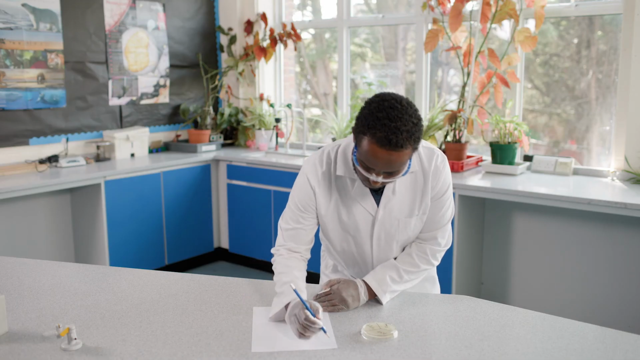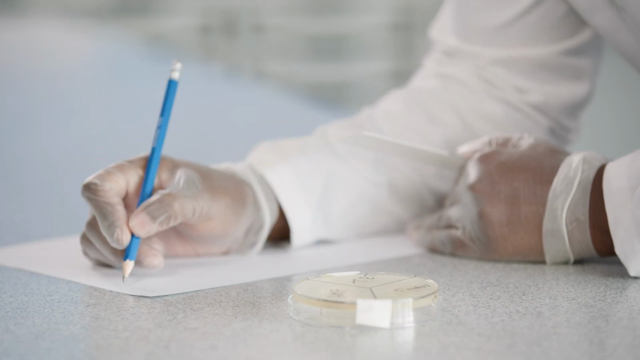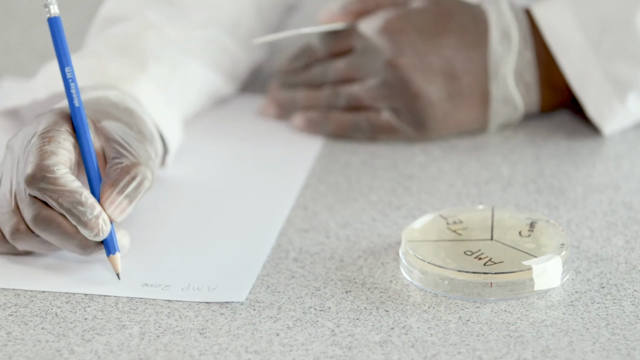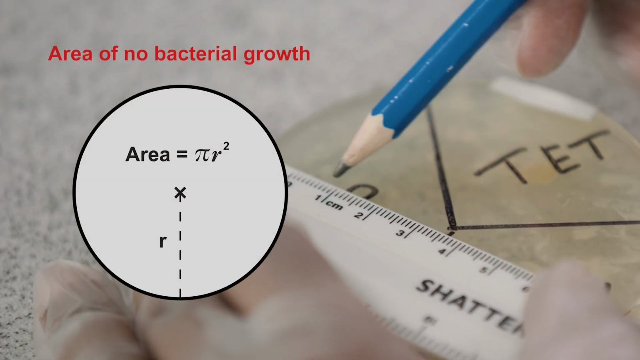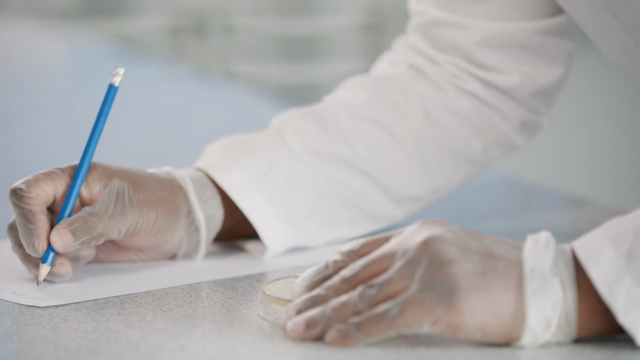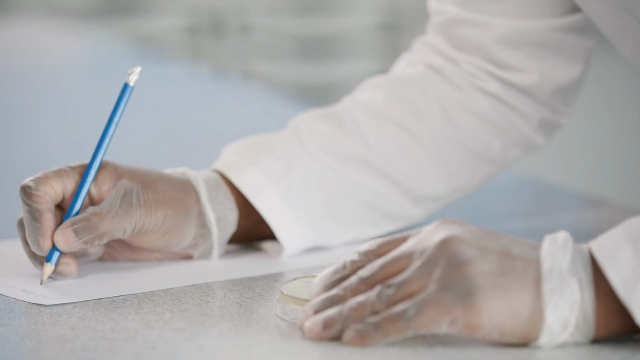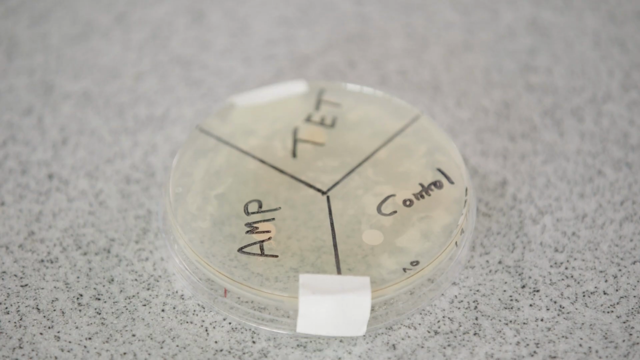To record your results, you need to look carefully at your dish. Do not open it. Measure the diameter of the circle around each disc where there is no bacterial growth. Calculate the zone of inhibition using an appropriate formula. Use your data and your own knowledge of antiseptics, antibiotics, and plant extracts to explain the result you have obtained during your experiment.